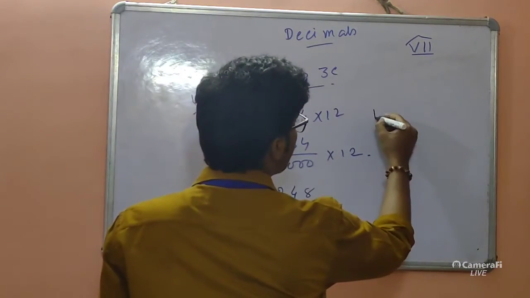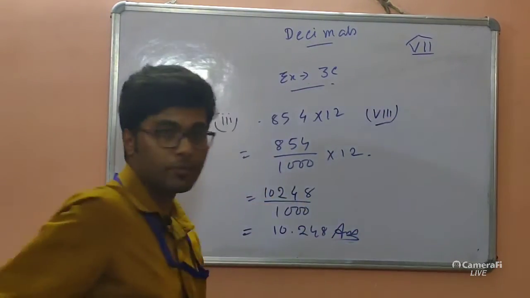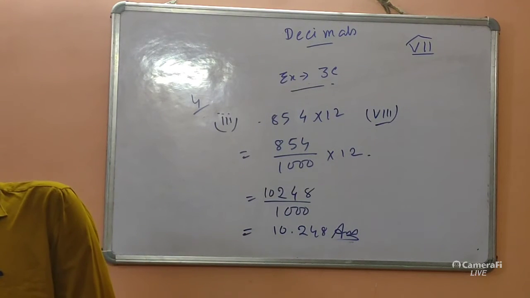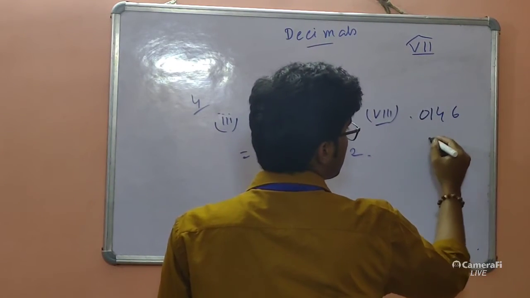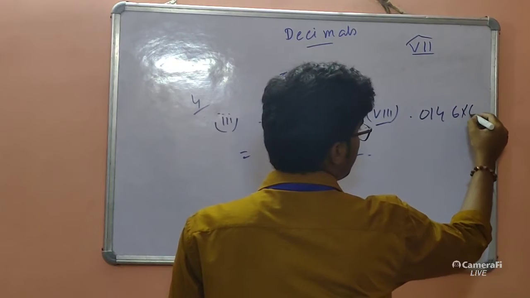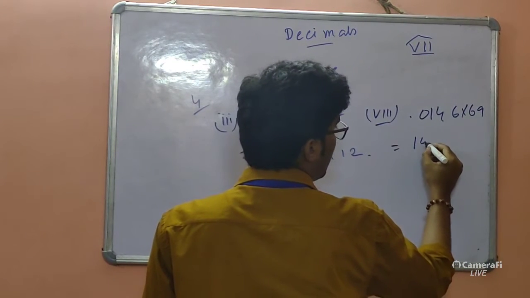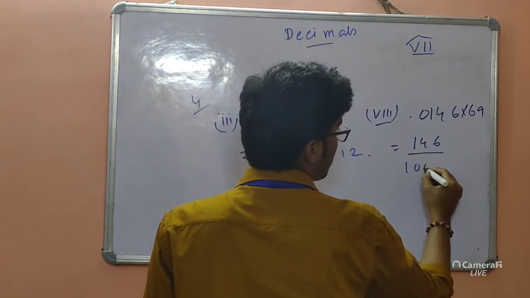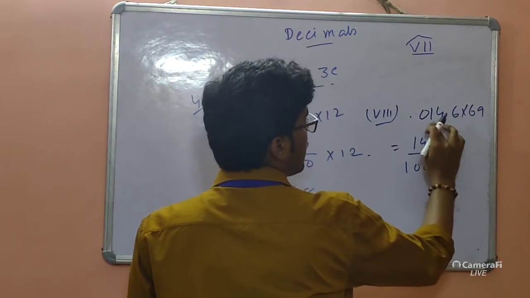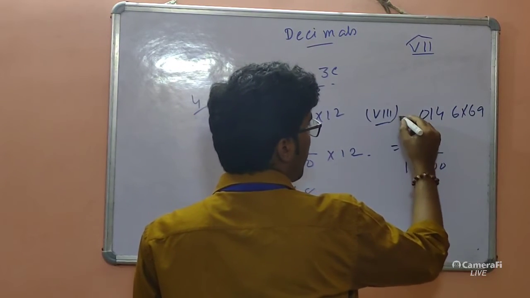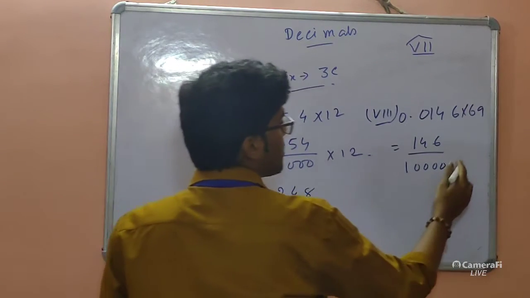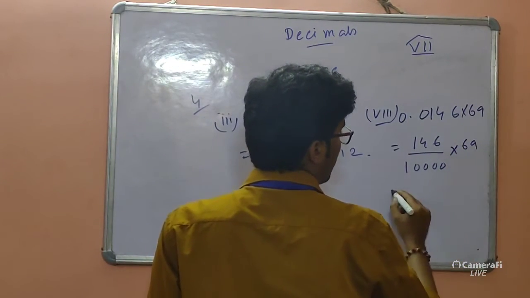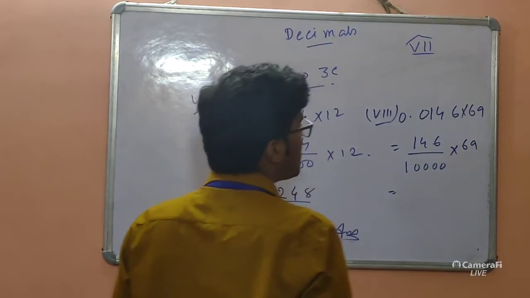Let us do 8 also. What is given? 0.0146 into 69. The same, convert it into a fraction. So 146, and how many places of decimals are there after the point? 4. So 1 followed by 4 zeros, multiplied by 69. So again you multiply 146 into 69.